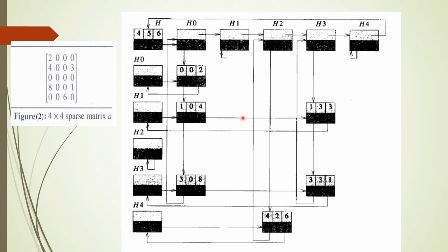Then the next non-zero element is 3, which is present in the first row, third column. Here there is no next non-zero element in the same row, therefore it is pointing to its header node. And in column number 3, the next non-zero element is this one, that's why it is pointing here.